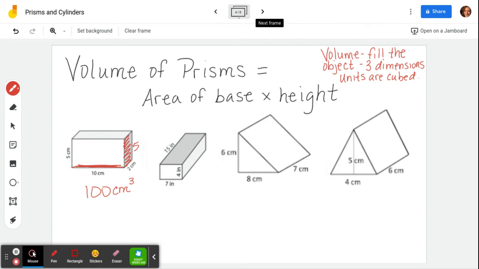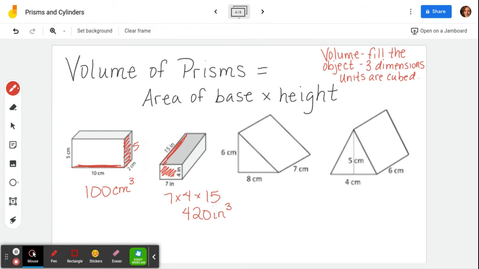Here's another one where your base is a rectangle. So the base right here would be 7 times 4. And then you take that times the distance between the bases, so times 15. Remember, multiplication is commutative. That means you can go out of order. So instead of trying to figure out 28 times 15, I know 4 times 15 is 60. 60 times 7 would be 420, because 6 times 7 is 42. And then that would be inches cubed.